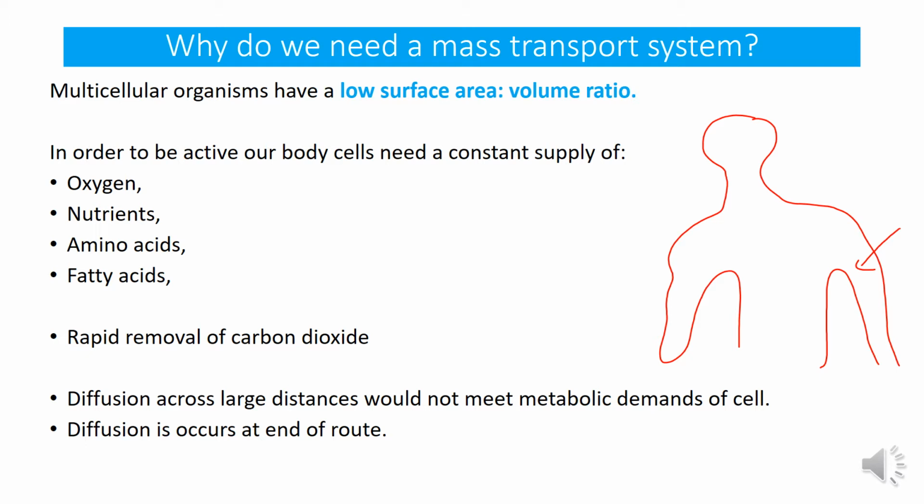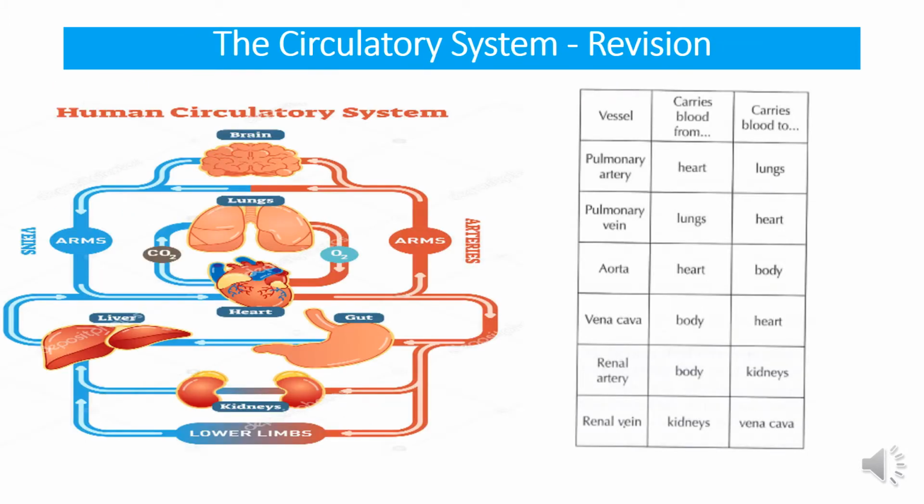Amino acids, obviously, make proteins, fatty acids, and also we need a rapid removal of carbon dioxide. And the transport system in your blood obviously helps do this. The diffusion distances would be too great to meet the metabolic demands of cells. So your oxygen, for example, diffuses in via your lungs, goes through your blood to your respiring tissue.